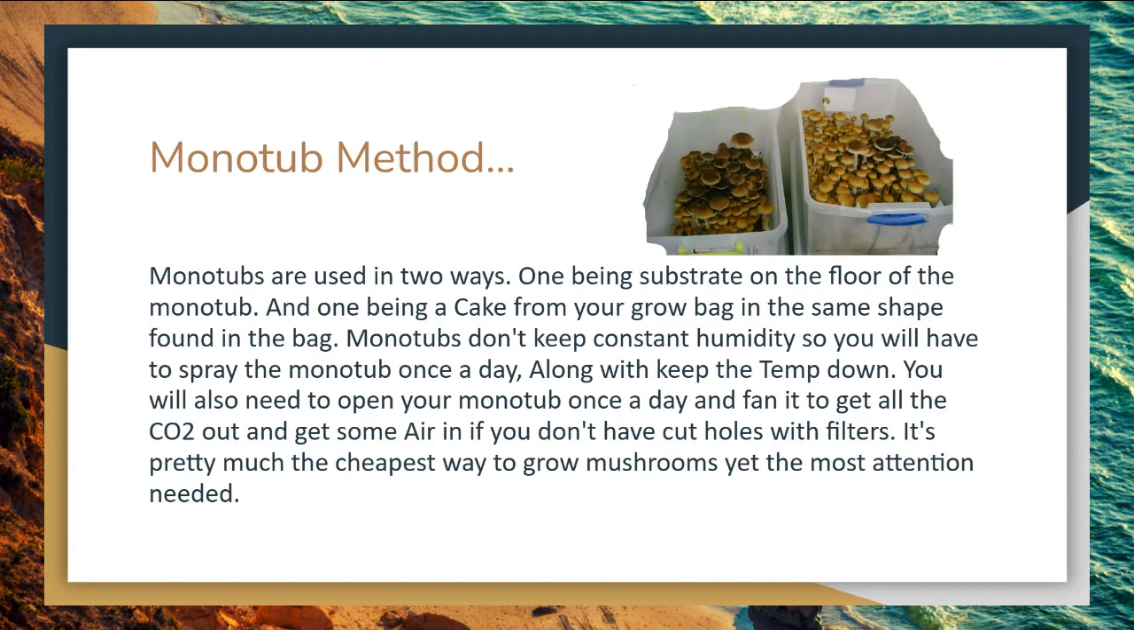Monotubs don't keep consistent humidity, so you will have to spray the monotub once a day, along with keeping the temp down. There are three variables when it comes to flushing: oxygen, light, humidity. There's a buttload of different variables, but for the most part, it's just light, humidity, and oxygen. If you don't have these, it's not going to work. So you need to have the proper consistency for it to grow well. Monotubs don't keep constant humidity, and the temp is also a big variable.